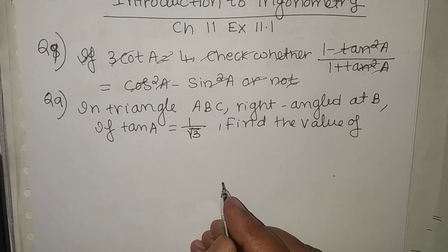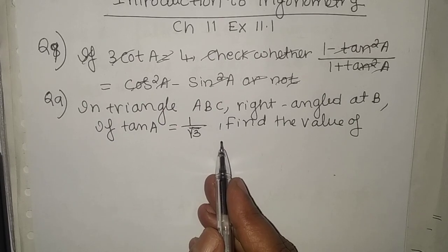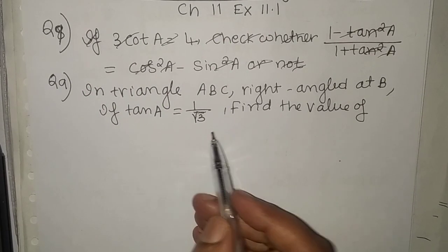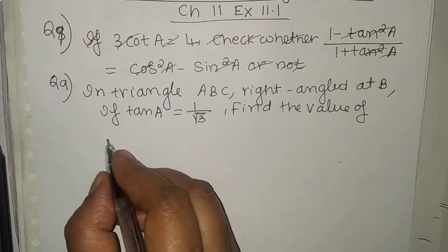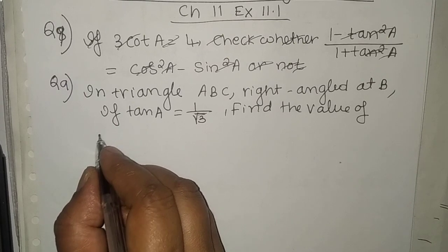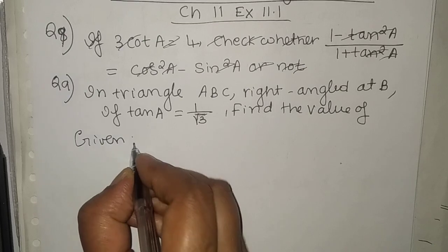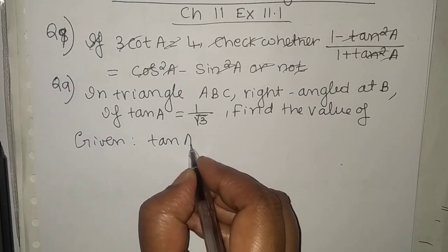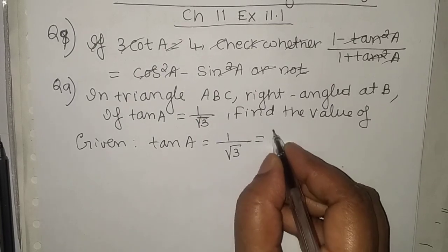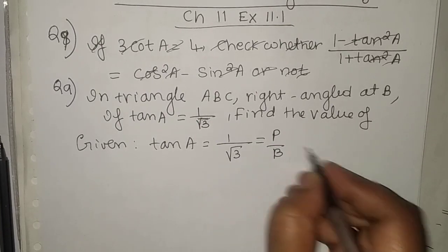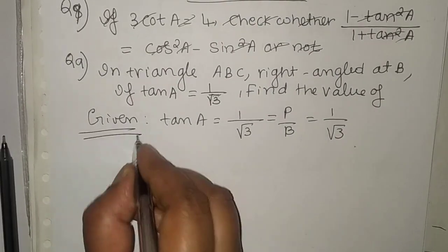Before going into the options, we'll first use the given data to solve for tan theta. Given tan A is equal to 1 by root 3, which is equal to perpendicular by base, 1 by root 3. We'll substitute in the right angle triangle.